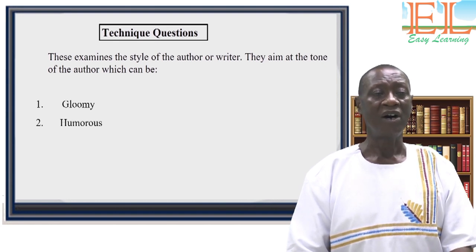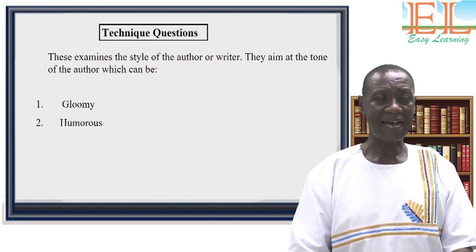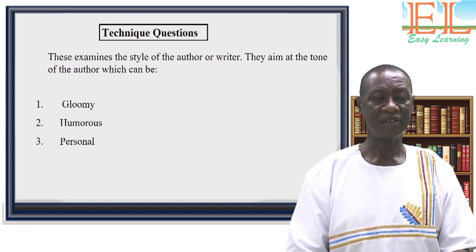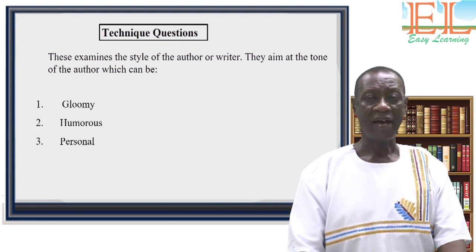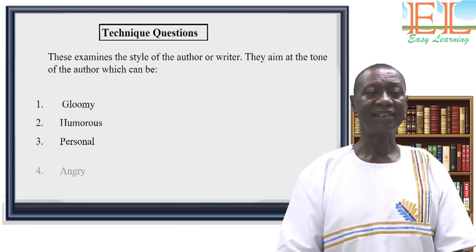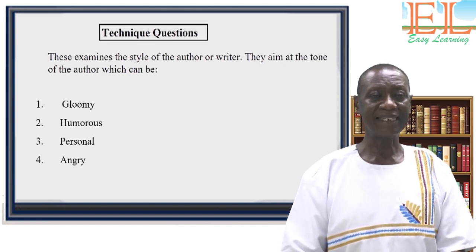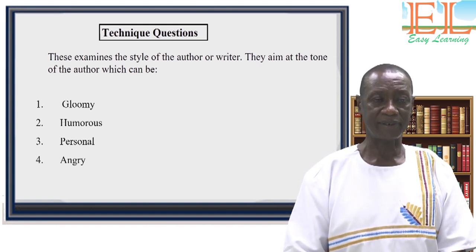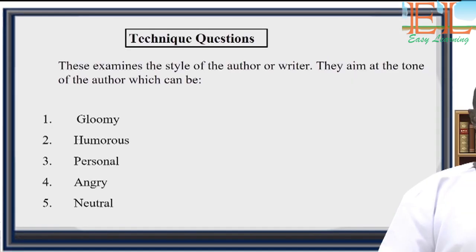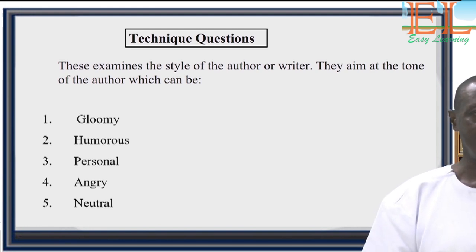Some of these may also, the style may be personal. He talks about himself and he puts in his own ideas and influences the story. Another aim of the author may show that he is angry, for example, at certain things that he abhors. Sometimes the author may also be neutral.